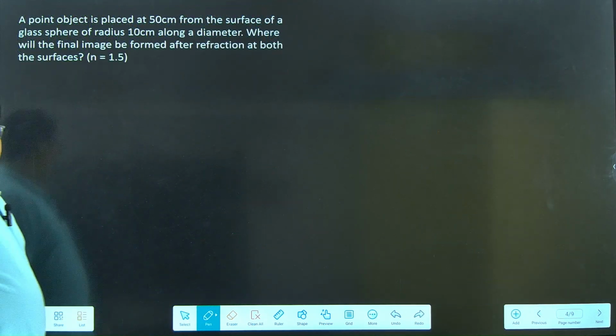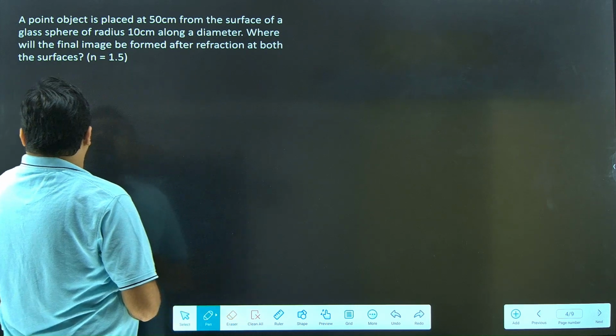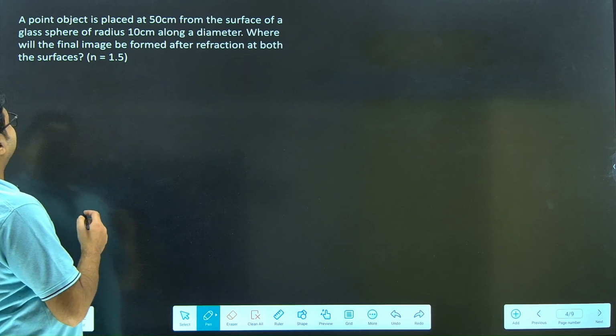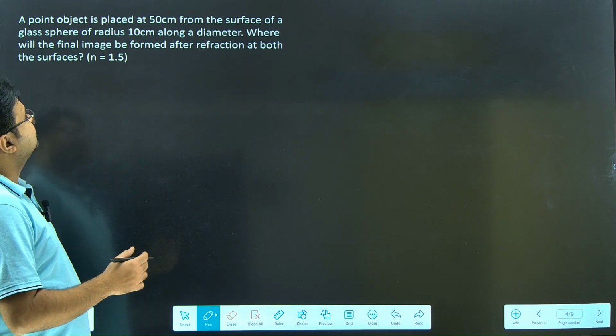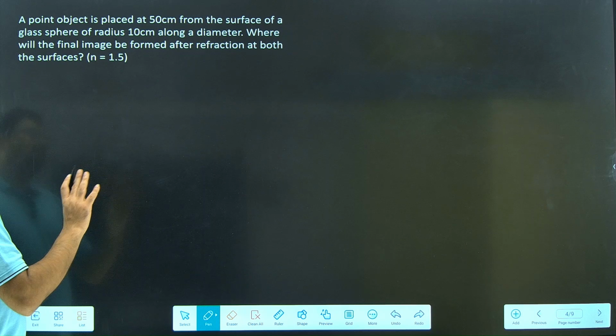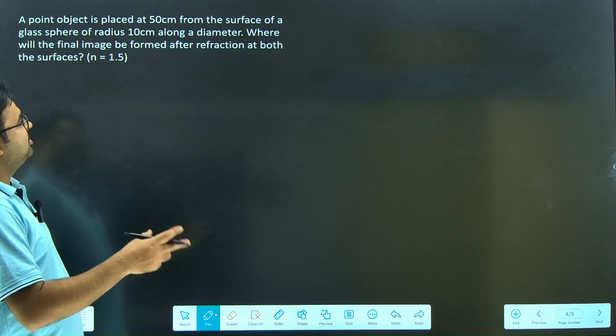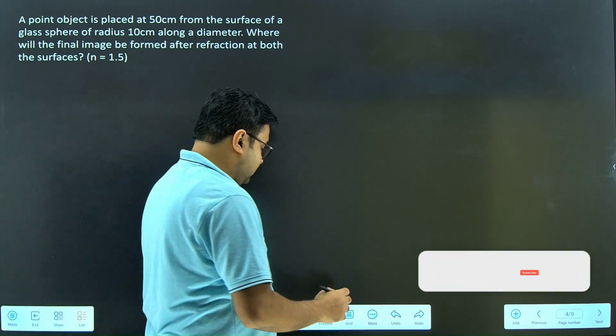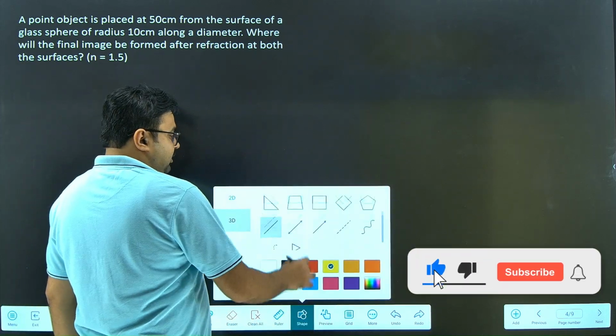Let's go to the next. Let us look at the next question. A point object is placed at 50 centimeter from the surface of a glass sphere of radius 10 centimeter along the diameter. Where will the image be formed after refraction at both the surfaces? That's the question. Let us imagine the question.